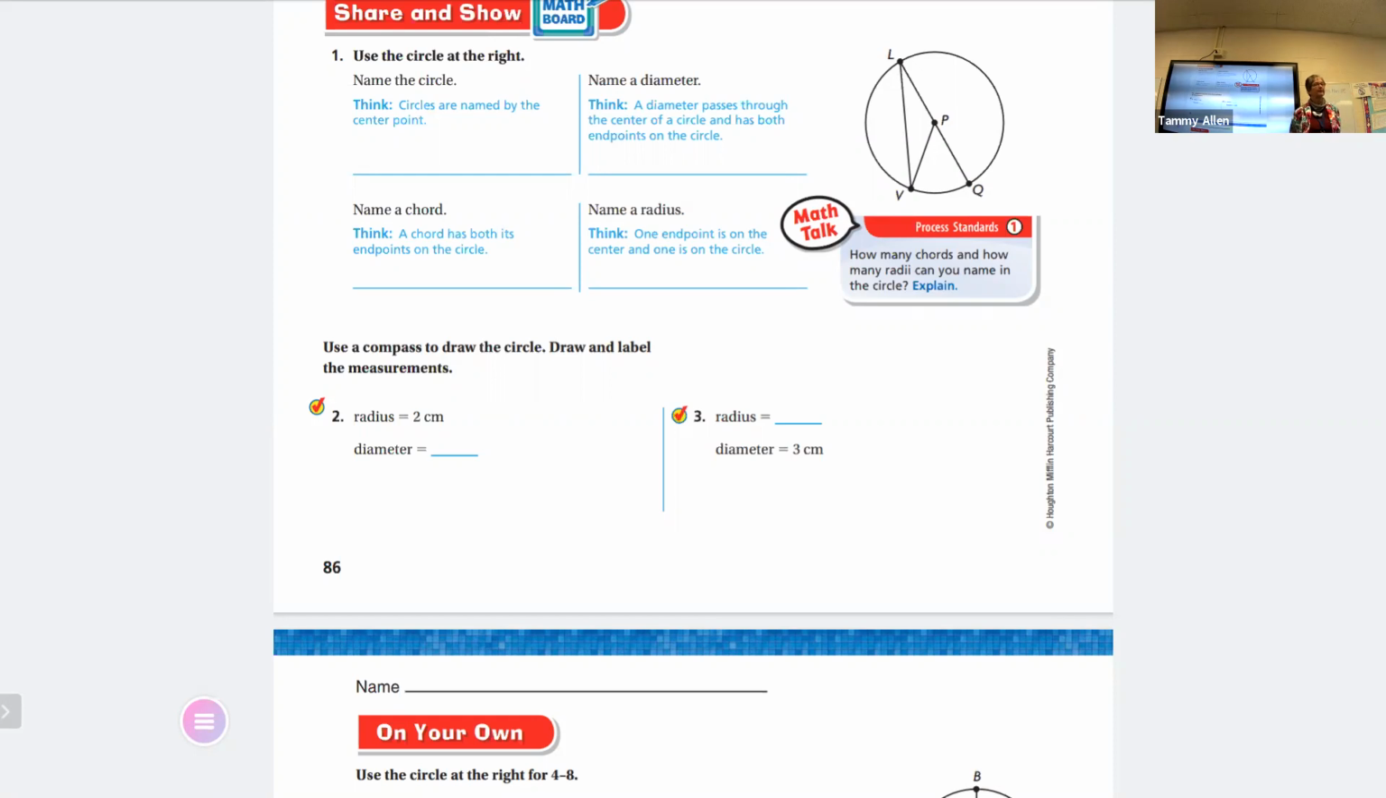Right. The diameter would be bigger. Would the diameter be bigger because it's around the circle? Does the diameter go around the circle? No. The radius. Look at the circle, look at the radius, look at the diameter. And what can you tell me about their measurements, the relationship of their measurements?